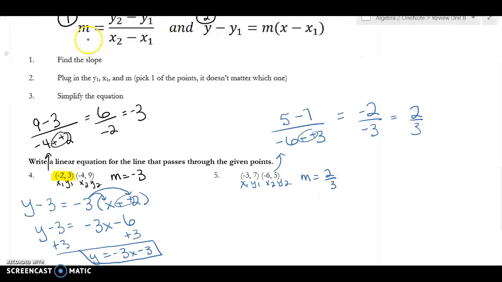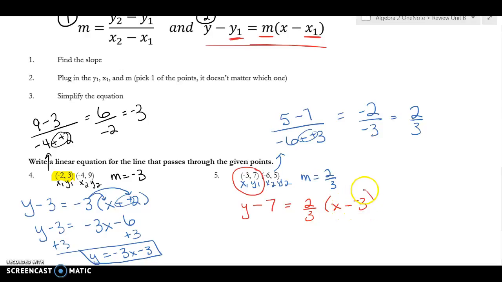Okay, so now we're going to plug it in. And so when I plug it in again, I'm looking at this formula right here. I plug in the y1, the m, and the x1. And so I'm going to just use this one because it already says x1 and y1. So it'll be y minus y1, which is 7, equals my m, 2/3, x minus x1, which is negative 3. So remember, two negatives become a positive. So I get y minus 7 equals 2/3 x.